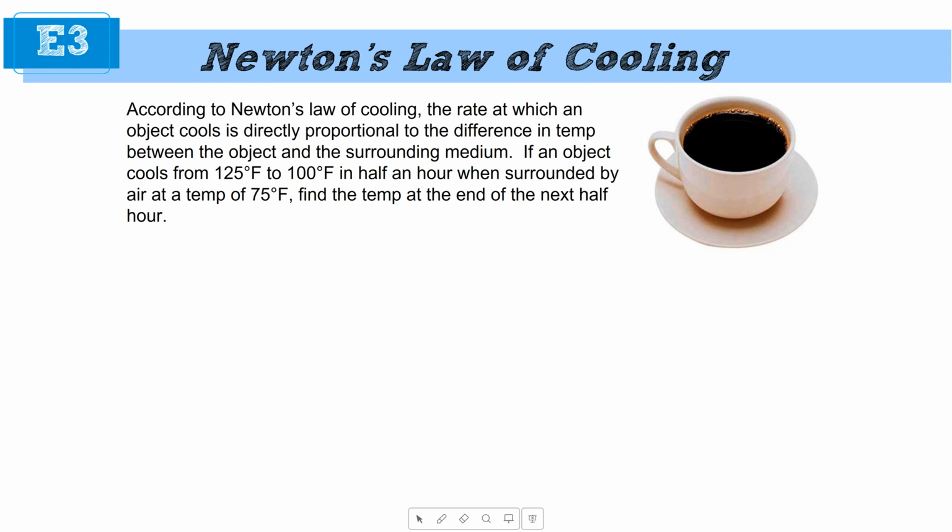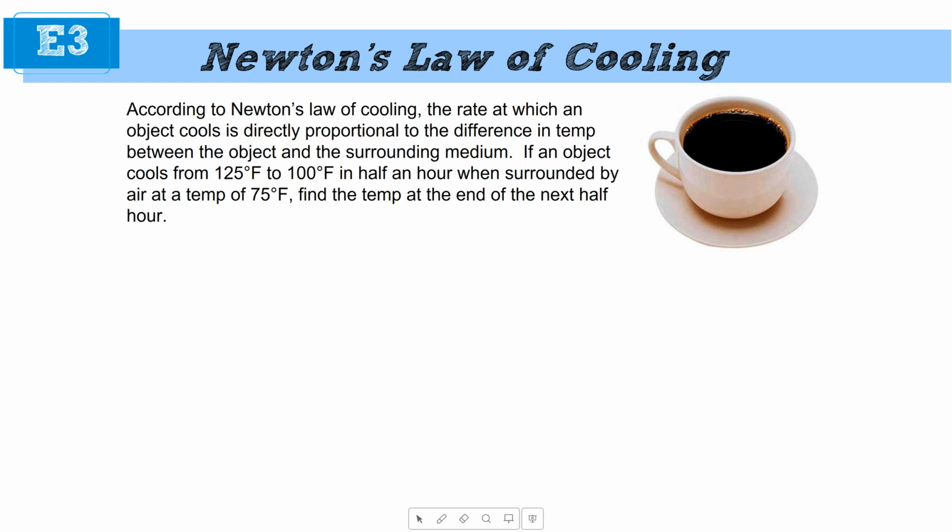According to Newton's law of cooling, the rate at which the object cools is directly proportional to the difference in temperature between the object and the surrounding medium. So the surrounding medium would be the temperature of the room. So I've got some coffee that goes from 125 to 100 degrees in a half hour, when surrounded by an air temperature of 75 degrees. Find the temperature at the end of the next half hour.